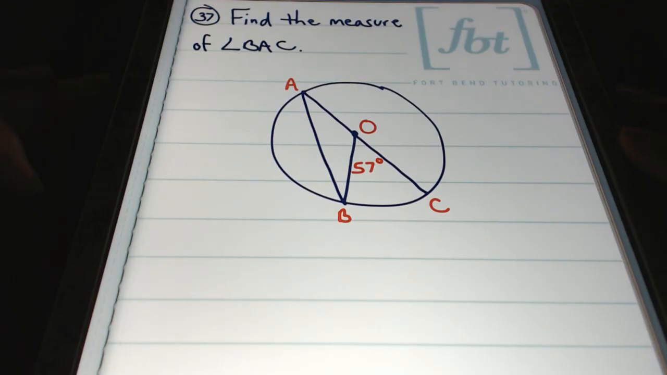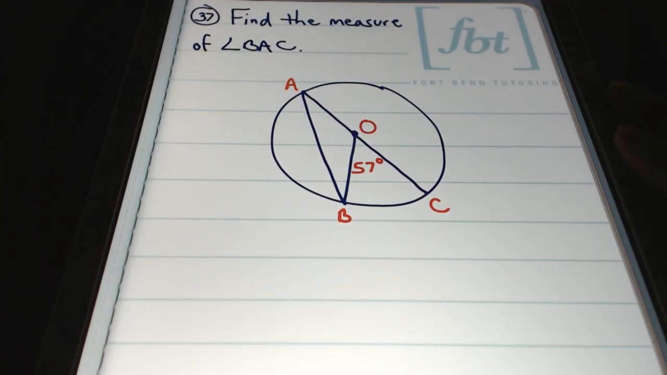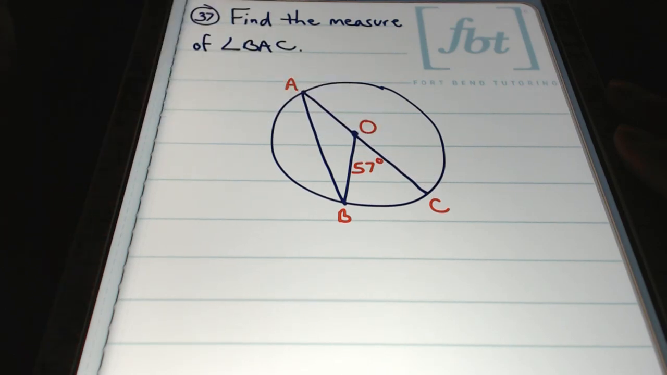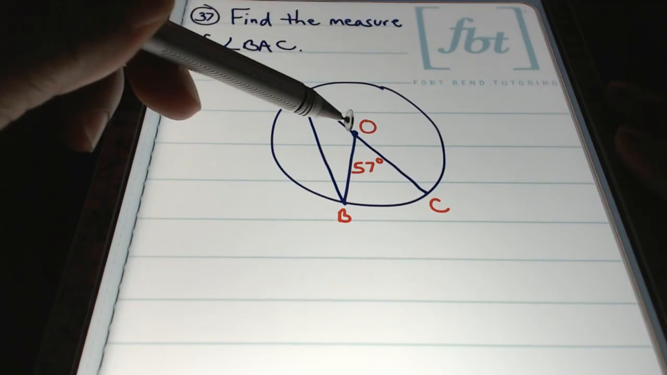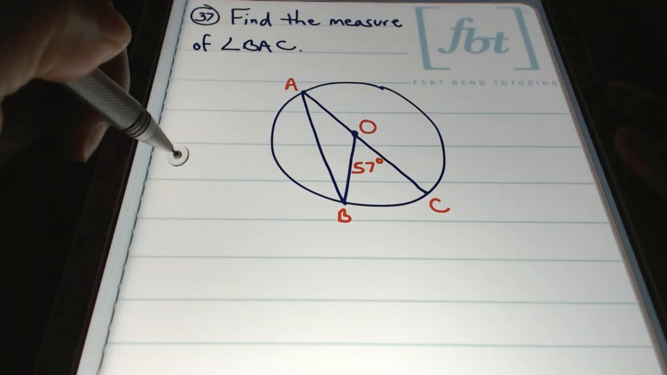Find the measure of angle BAC. Well, they're already telling us that angle BOC is 57 degrees, right? And because AC is what's it called? Oh, it's called the diameter. That's exactly what it's called. AC is a diameter, guys. That's going to be a linear pair. So it's supplemental. This angle right here will be supplementary to that angle there. In other words, we can figure it out by subtracting from 180.